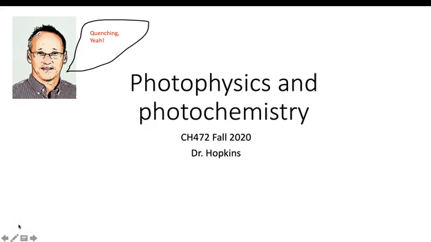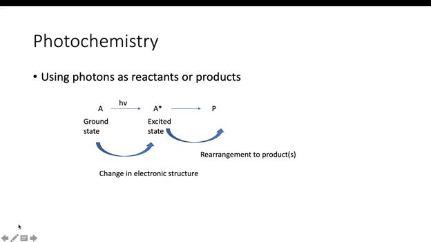And today's video is related to the kinetics of photophysics and a little bit of a mention of photochemistry. So first off, photochemistry, basically that's using photons as reactants or products. So we'd have maybe a ground state structure, we excite it with a photon, we get an excited state structure, so some change in the electronic structure, and then it rearranges into products. Okay, so that would be a case of photochemistry.